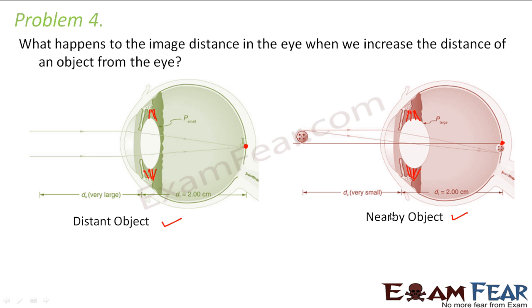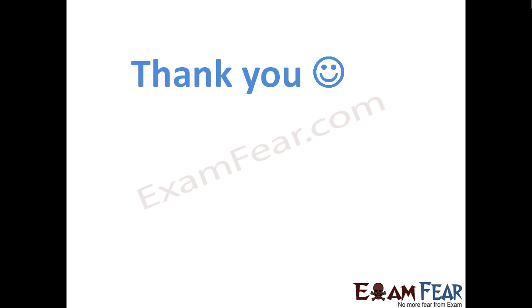Because for nearby objects, the image is formed beyond focus. So therefore, in this case, focal length increases, so focus shifts inside. So therefore, beyond focus means the image is formed somewhere on the retina. So please, this is the key concept of the functioning of the eye, that is how image formation takes place in the eye. So with this, I will conclude this lesson, and I hope that you are able to understand the concepts in this lesson. Thank you.